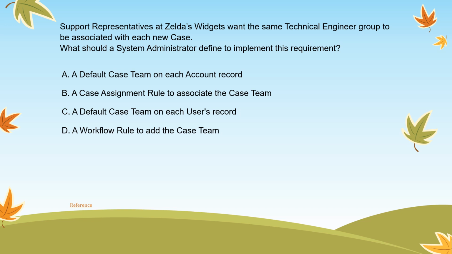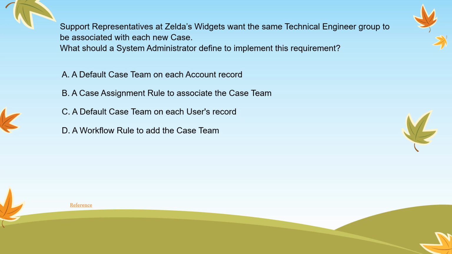Default case teams provide access to records, assignments, and rules, and automate the support process and create case teams to help groups of people work together to solve cases, right? B, an assignment rule to associate a case team. Well, that might work. So that's a pretty good choice. D, a default case team on each user's record. Well, yeah, that's not a thing. Default case teams provide access to records, right?